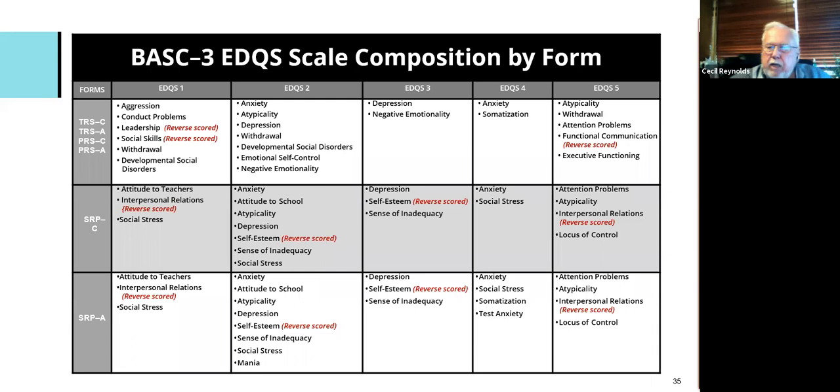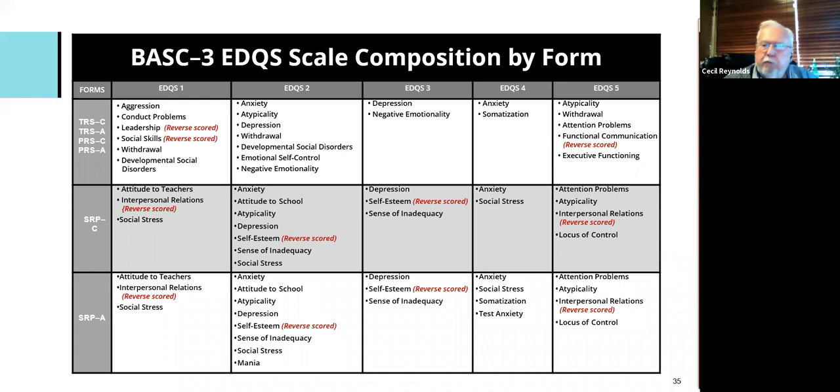Here we illustrate for you the scale composition by form. So for example, for the first area of qualification for emotional disturbance in IDEIA, if you look on the left-hand side, you see the forms that are applied and the scales that are applied. For the first criteria, we combine the aggression scale, conduct problems, withdrawal, and developmental social disorders, all as they appear. And then we take two positive scales and reverse score those, the leadership scale and the social skills scale.